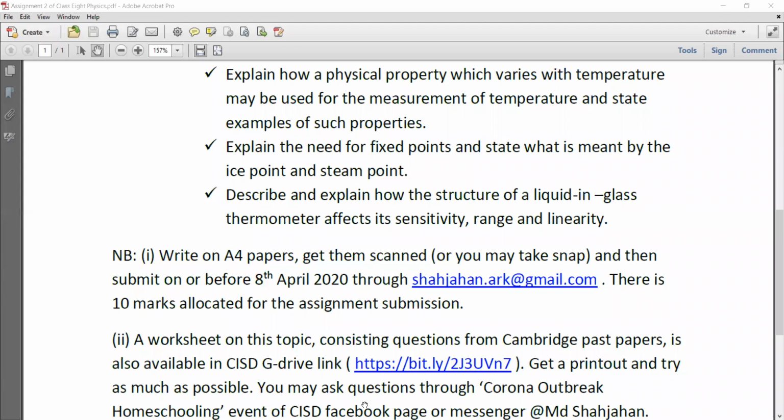So you are given two thermometers with the same liquid. One has a very narrow capillary, and the other has a wider capillary tube. Other person is Abrar. Abrar, who is Abrar? You know Abrar?